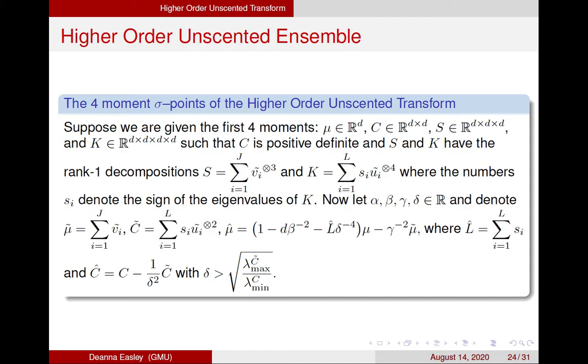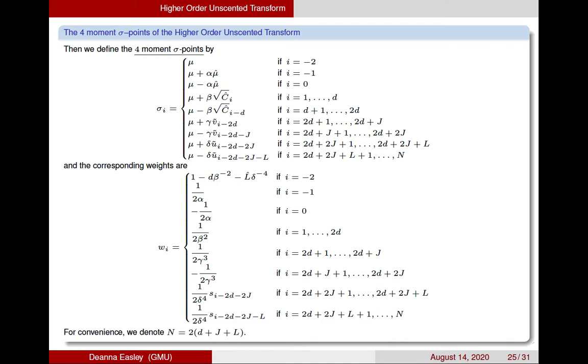Now we introduce these new sigma points for the higher order unscented transform. Suppose we're given the first 4 moments and have the rank 1 decompositions of the skewness and the kurtosis. And let alpha, beta, gamma, and delta be constants, and these other quantities, mu tilde, c tilde, and mu hat and c hat, be defined as follows. Then the 4 moment sigma points and corresponding weights are defined as such.